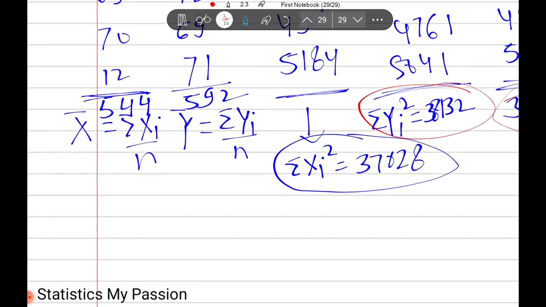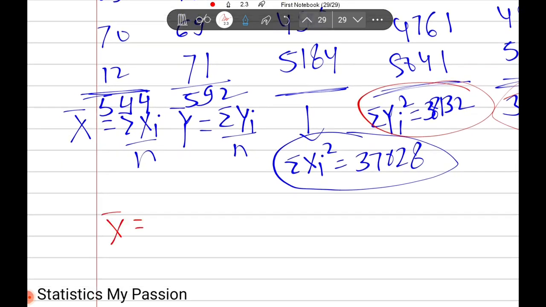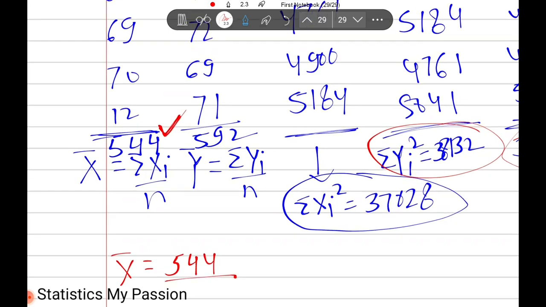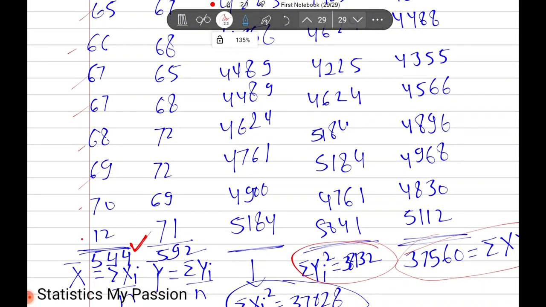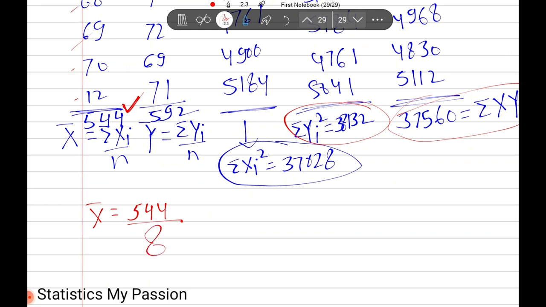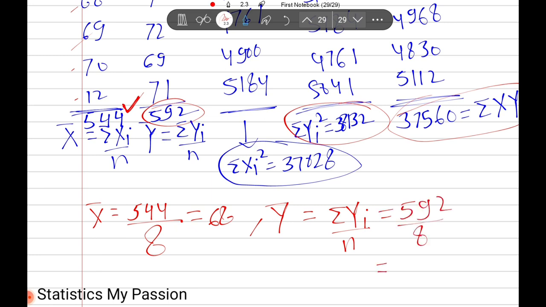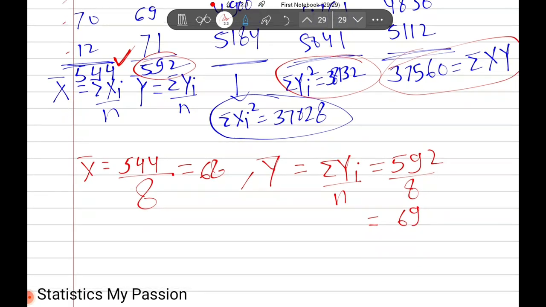And now x bar is equal to sigma xi, that means 544, upon the total number of terms: 1, 2, 3, 4, 5, 6, 7, 8. So n is equal to 8. Now the value of x bar is 68. y bar is equal to sigma yi upon n. Sigma yi is equal to 592 by 8, which is equal to 74.